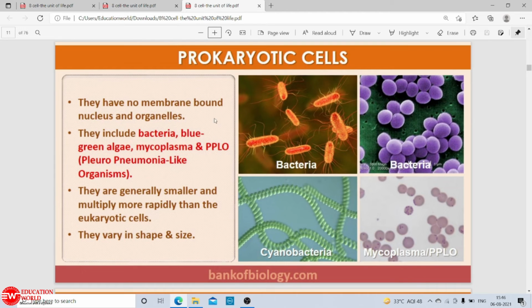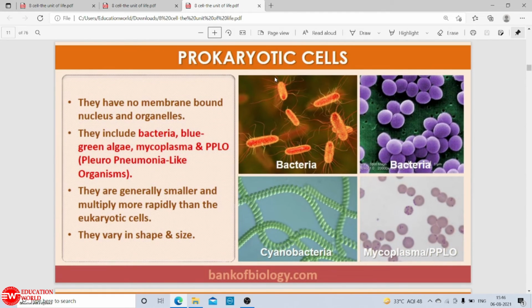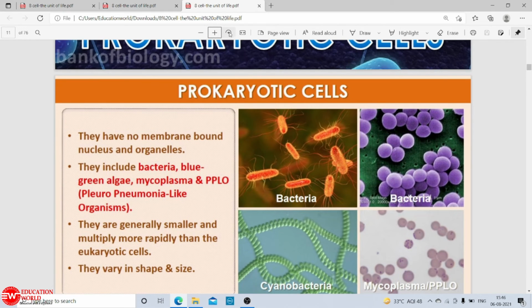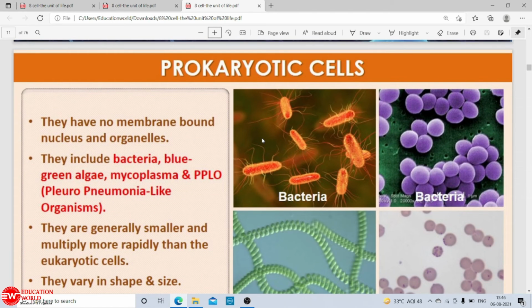So today we will discuss a little bit about prokaryotes or prokaryotic cells. Prokaryotic cells are those cells which are characterized by the presence of a false nucleus. That is, they don't possess a true nucleus, but they possess a false nucleus, in the sense that the nucleus is without any covering membrane. In addition to that, the prokaryotes don't have any membrane-bound organelles in them.